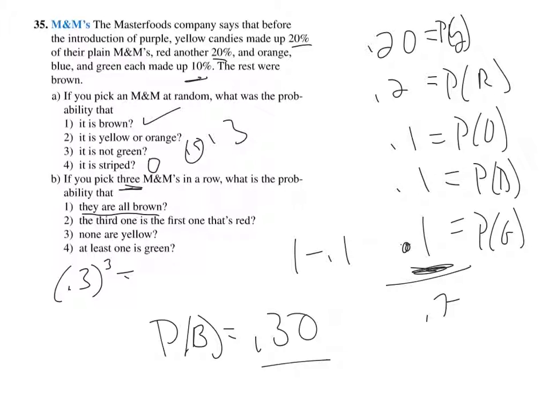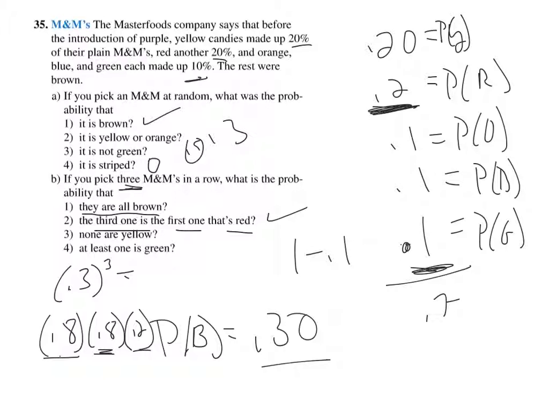For question 2, the third one is the first one that's red. So let's see. The probability that the first one is not red is going to be, well, 1 minus 0.2 is 0.8. So that's the probability of not being red. And then the next one we also don't want to be red, so 0.8. Then the last one we want red, so that's 0.2. So if we do 0.8 times 0.8 times 0.2, that will be the probability for choice 2, the answer to question 2.